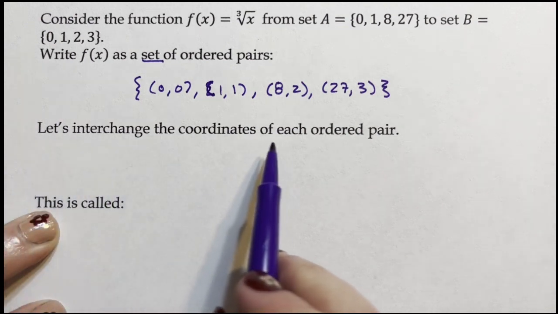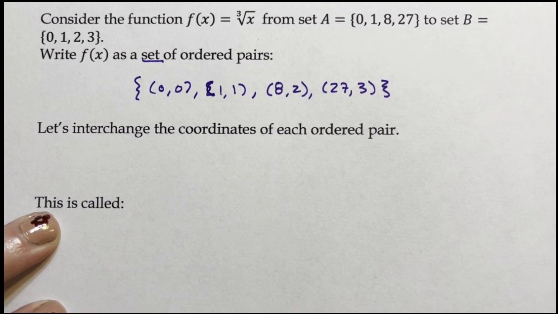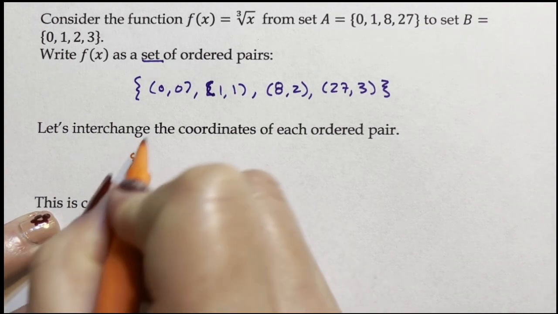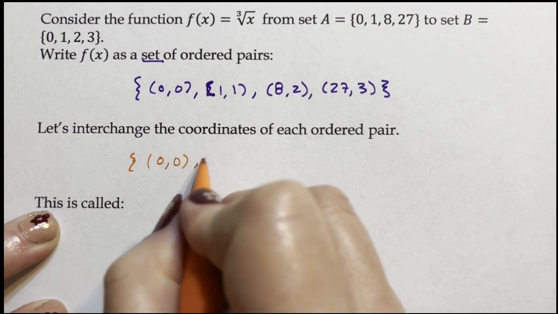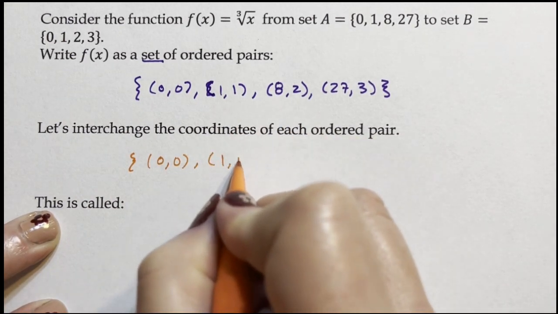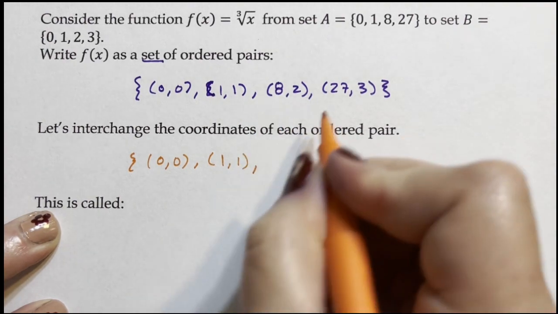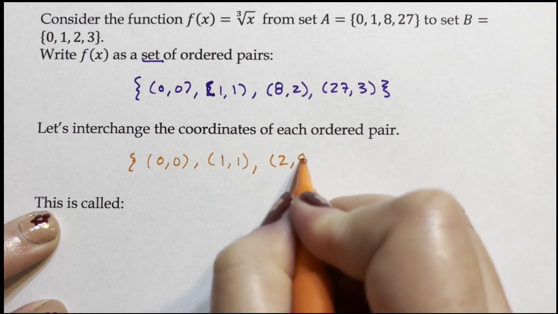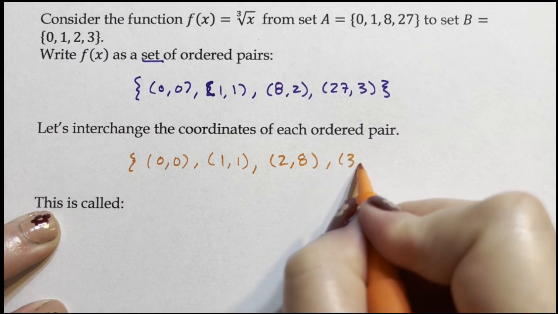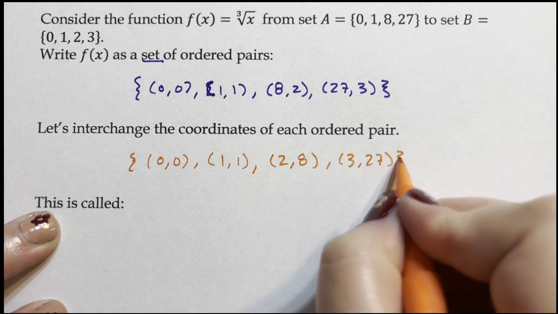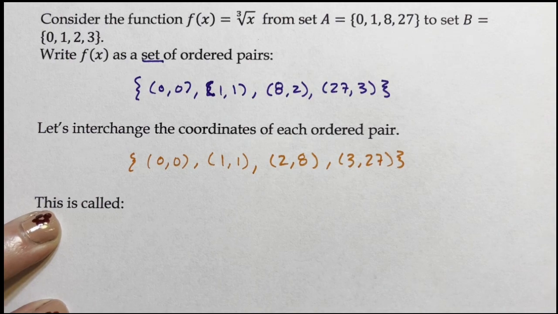Now we're going to interchange the coordinates. That means I'm going to reverse them. So I'm still going to do set notation, but what I'm going to do is interchange my zeros to make it (0, 0). And I'm going to interchange my ones to make it (1, 1). And I'm going to interchange my next pair to make it (2, 8). And I'm going to interchange my 27 and 3 to make it (3, 27). Still keeping it in set notation with the curly brackets.